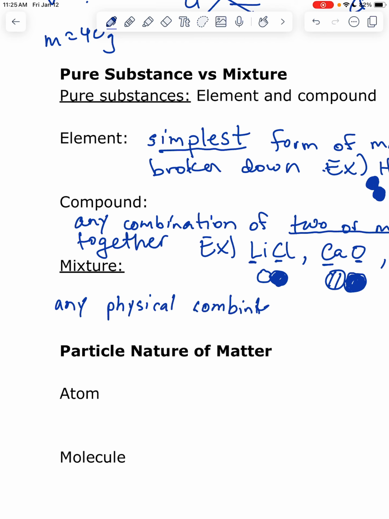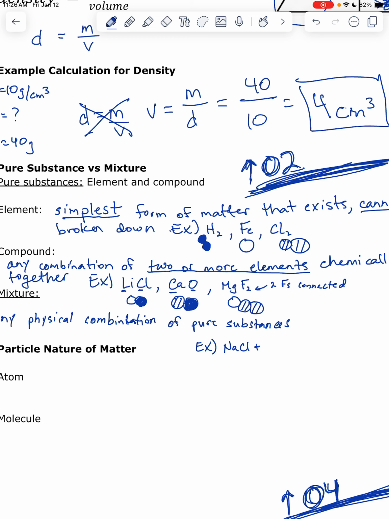So an example here is NaCl, which is salt, plus H2O, which is water. Let's say that we have also C6H12O6 plus CaCl2. Regardless, what we notice is that plus sign right here represents a physical combination.